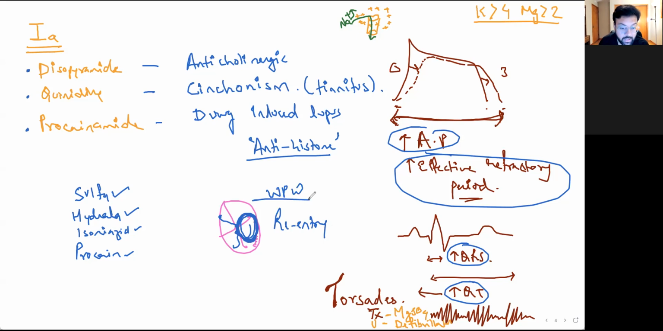So in Wolff-Parkinson-White syndrome, if you give AV nodal blockers like class 2 and class 4, beta blockers or calcium channel blockers, you're blocking this. Is it going to do more good or more harm to the patient?